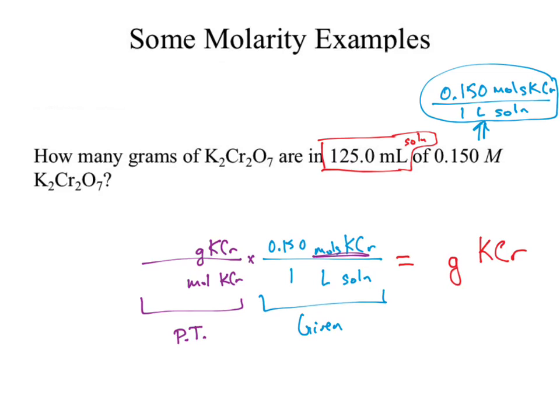Okay? What do I want? Grams of potassium chromate. What do I have? Grams of potassium chromate. And liters of solution. Do I want liters of solution? No. So what do I got to do? Another conversion. Liters of solution. Why am I placing it in the numerator? So that it can cancel with the liters of solution in the denominator.